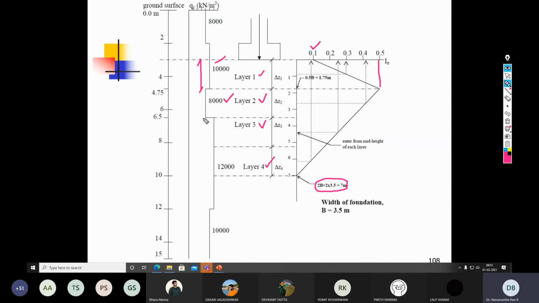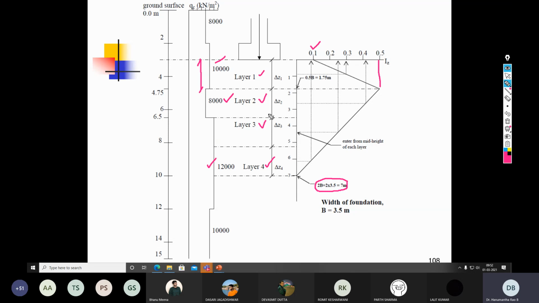And again, from the depth of 6.5 meter up to 12 meter, the value of QC is recorded as 12,000 kilopascals. But my strain influence diagram is terminated at a depth of 7 meter only. So from a depth of 6.5 to 10 meter from the ground surface, the value of QC remains the same, that is 10,000. But it is becoming too thick, so I have equally divided this layer into layer number 3 and layer number 4. So this is based on the easiness.